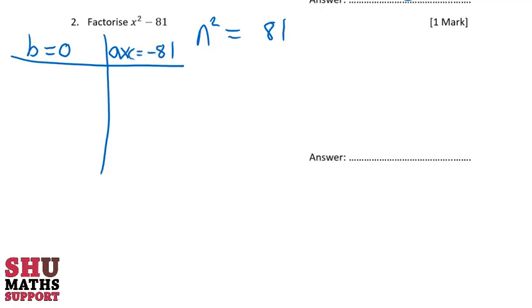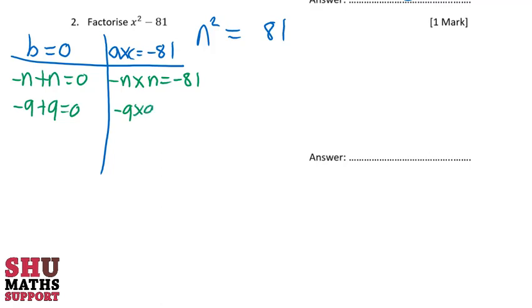So remember what this means is we need two values to add together to make 0, and we need the same two values to times together to equal minus 81. If we need two values to add together to equal 0, then those two values are going to be the same number apart from one value will be minus. And there's only one set of values that times together to equal 81 that are the same number, and that's 9. So that means we have minus 9 plus 9 is equal to 0, and minus 9 times 9 is equal to minus 81.